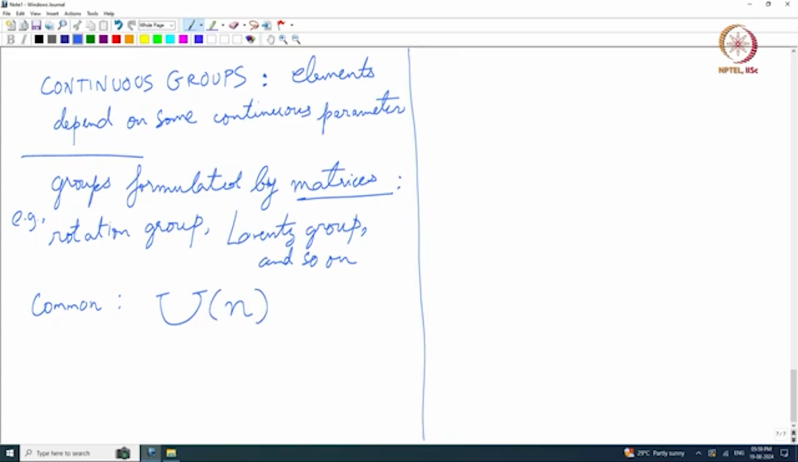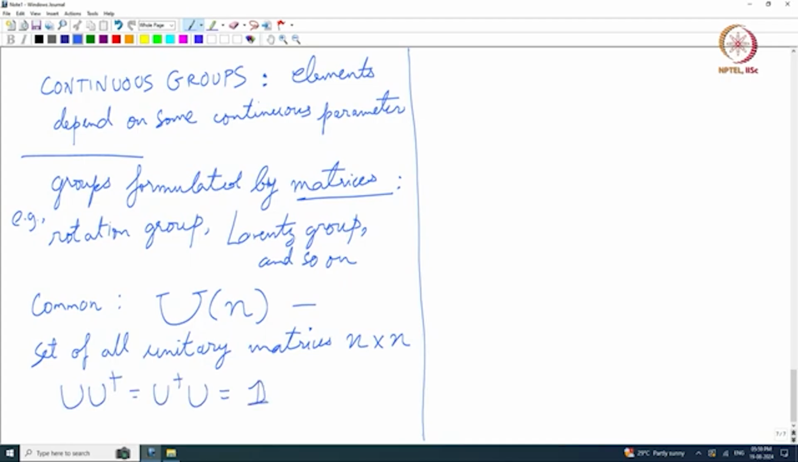So, what does it stand for? This is the set of all unitary matrices with dimensions n by n. Again, what are unitary matrices? It just means U dagger is the same as U inverse. That is literally the name of the group. It is called the UN group, people just say UN.